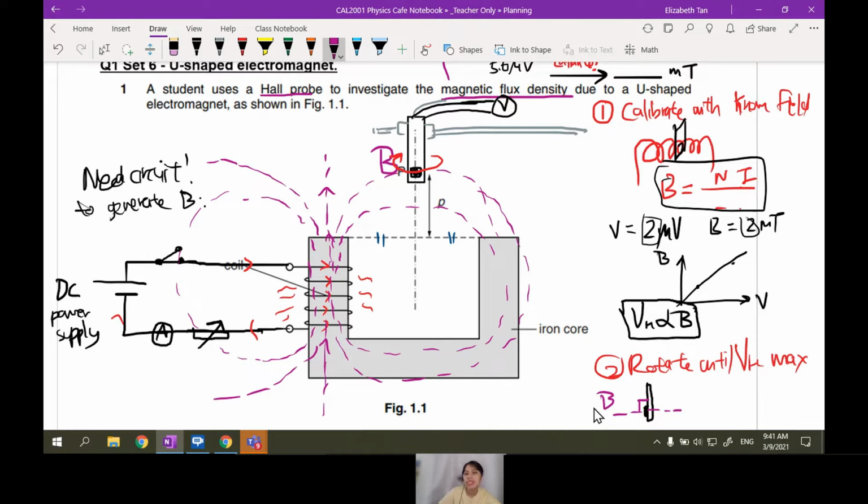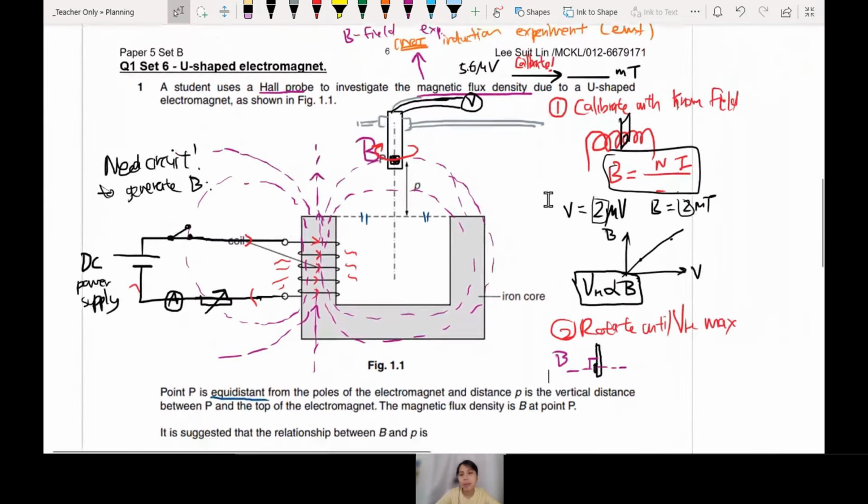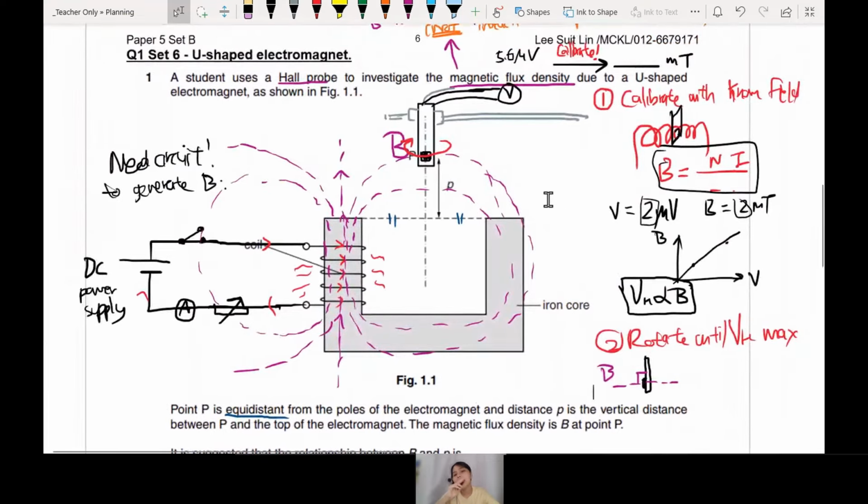That's when you have maximum reading. The reading is very small, that's why I want to make it as big as we can. Okay, what else do we need to add to our diagram? Now, we think we got our measure B pretty well. We need to measure distance, P.